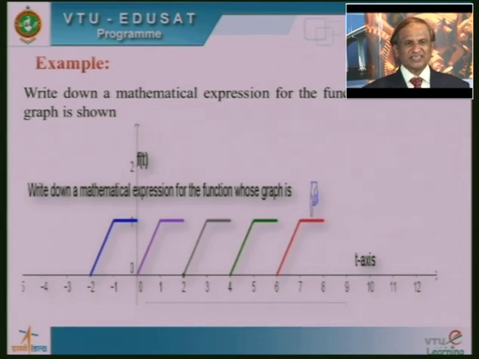Actually, it contains two straight lines: one between 0 and 1, and from 1 to 2 a horizontal line corresponding to 1 on the y-axis, or on f of t. Is it clear? It means that if I want to define this graph mathematically, I need two intervals, one between 0 and 1 and one between 1 and 2. Like that, I can define a function in the following form.